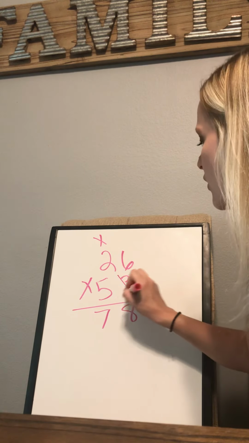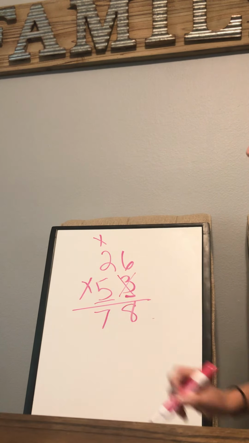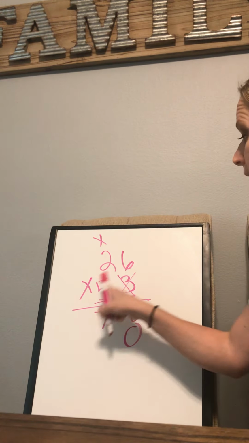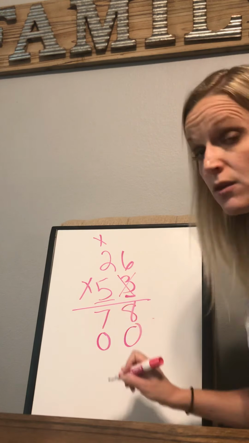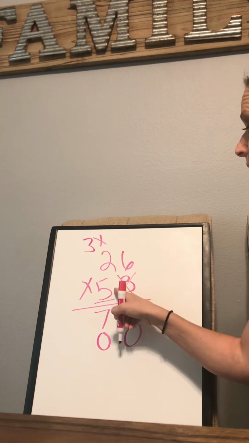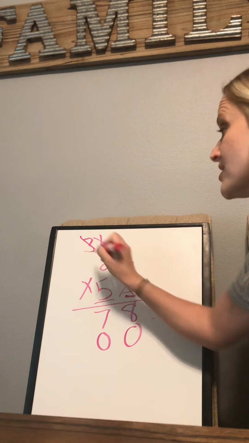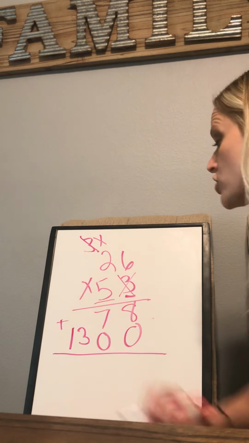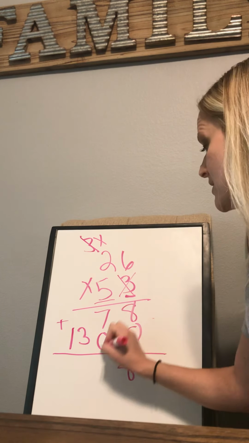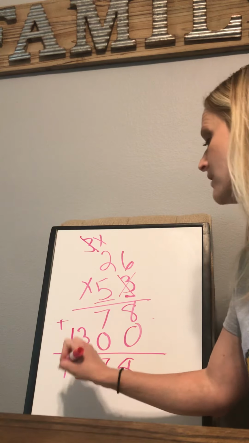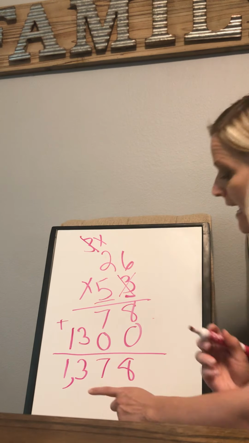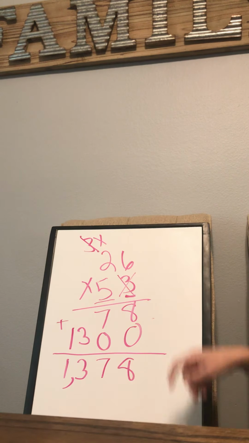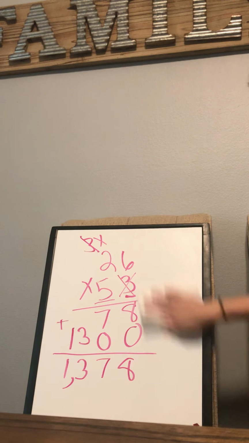All right, I'm done with the 3. I'm moving on to multiply 26 times the 5 now. Before I move on, I got to put a 0 here. Now 5 times 6 is 30. Put down the 0, carry the 3. 5 times 2 is 10, plus 3 is 13. Now I'm going to add my 2 partial products. 8 plus 0 is 8, 7 plus 0 is 7, 3 plus nothing is 3, 1 plus nothing is 1. Put in your comma. My answer is 1,378, and that's using the standard algorithm. Remember, you have 2 partial products.